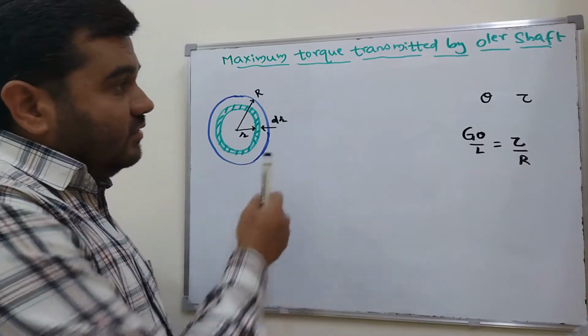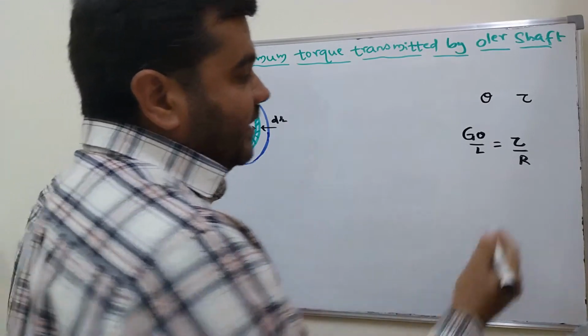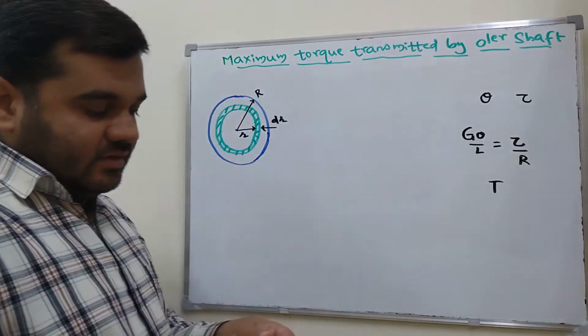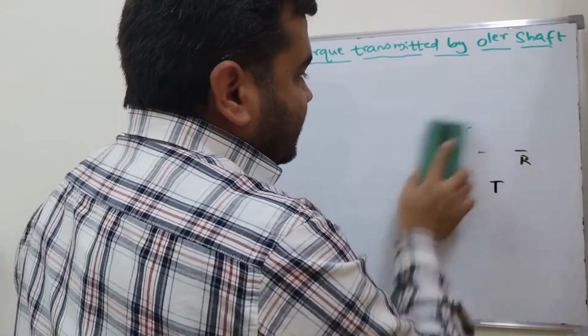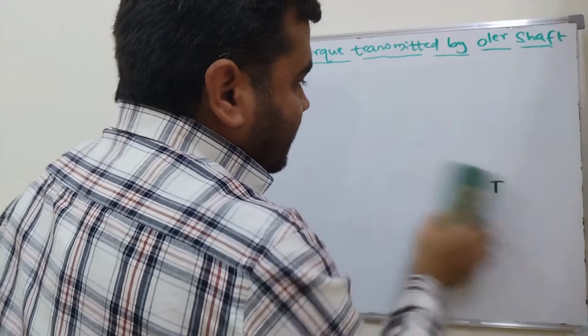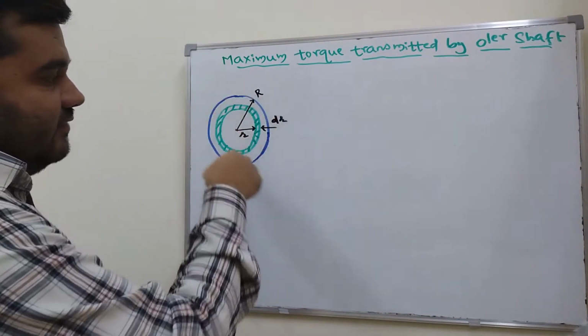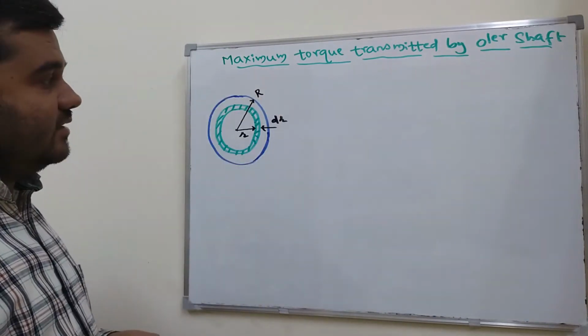Okay, so now in this video we'll derive the equation for the torque. Torque is normally denoted by T here, and it is in terms of shear stress. We will go one by one here. So for that we'll start with the circular shaft. I considered here this circular shaft, a solid shaft with radius R.